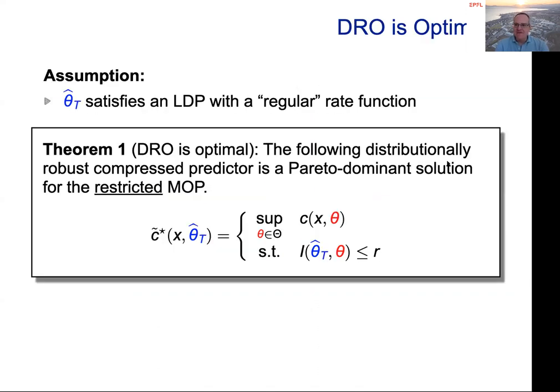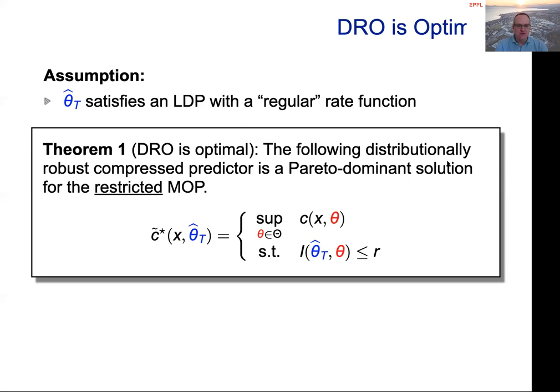Now, I'm finally ready to state our first main result. Let's assume that the statistic theta hat T does satisfy a large deviation principle and that the corresponding rate function satisfies certain regularity conditions that I would not like to detail here. In this case, we can prove that the restricted meta-optimization problem, which optimizes only over compressed predictors and prescriptors, has a Pareto dominant solution. And the optimal compressed predictor is given by the formula shown here. And remarkably, it has a distributionally robust interpretation.